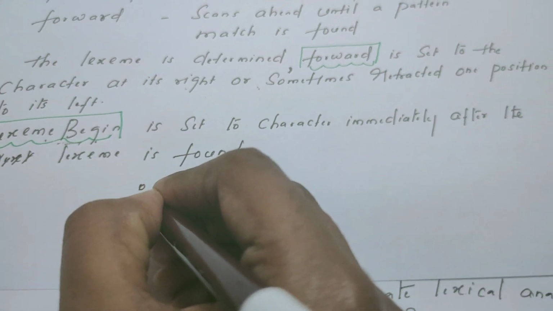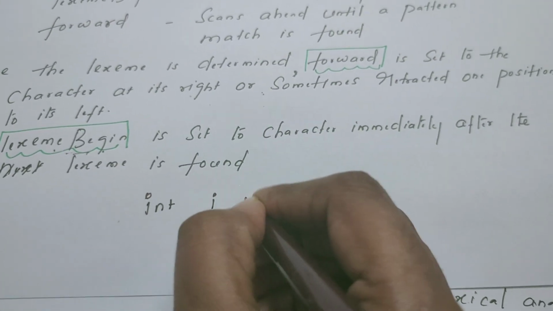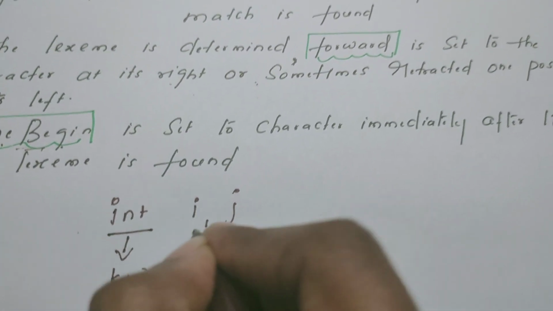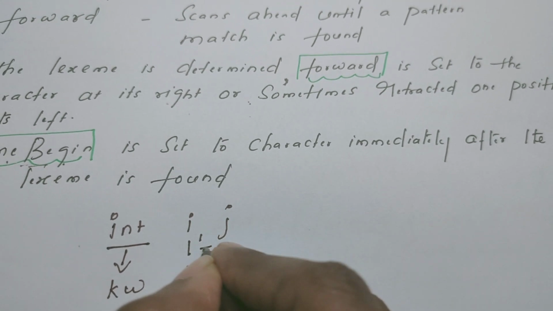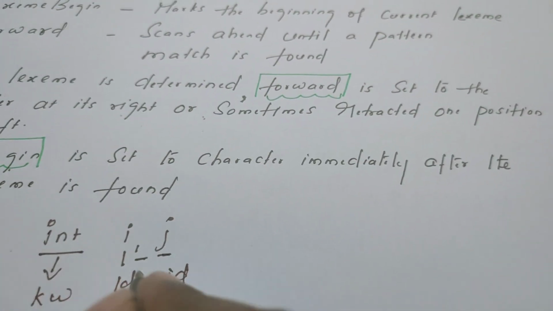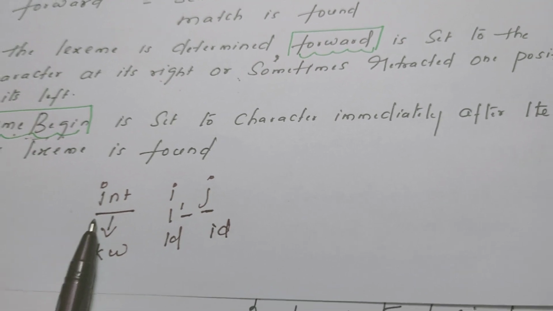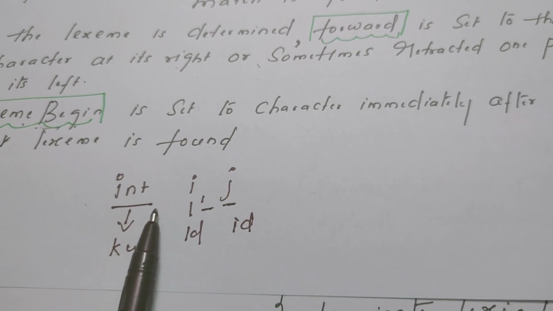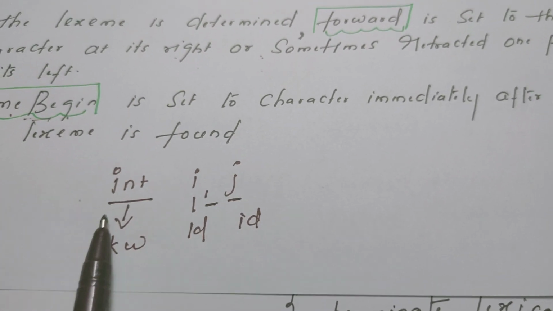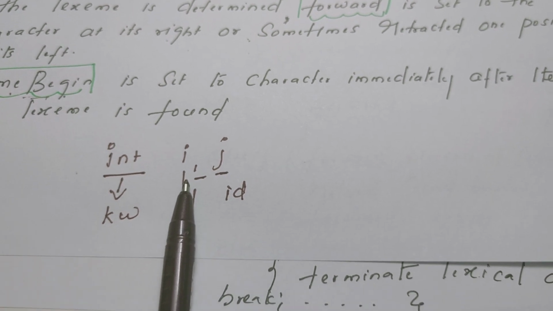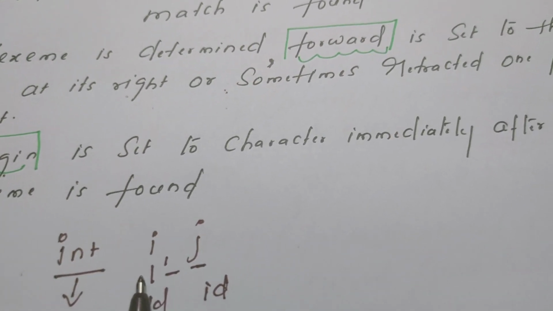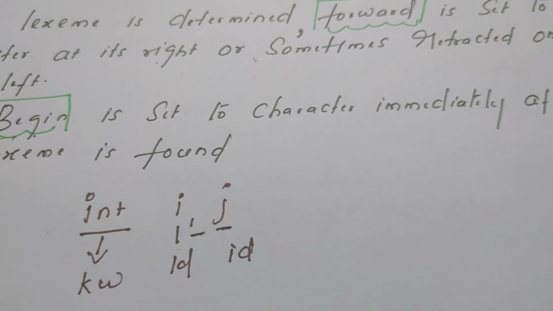For example, suppose there is a statement int i, j. We know that int is a lexeme because it is a keyword. i is a lexeme because it is an identifier, comma is a special symbol, j is another lexeme which is an identifier. So lexemeBegin starts reading from i, forward continues to read and it identifies the lexeme and it returns a token. From i, the lexemeBegin jumps to this j, which is the next lexeme. This jumping is happening with the help of the forward pointer. So where the forward pointer ends, next to the forward pointer, lexemeBegin is set.